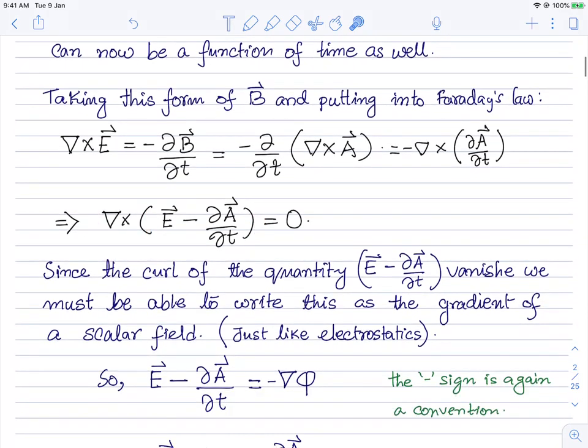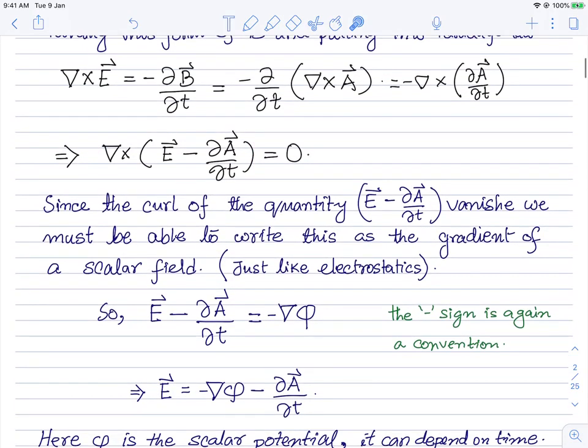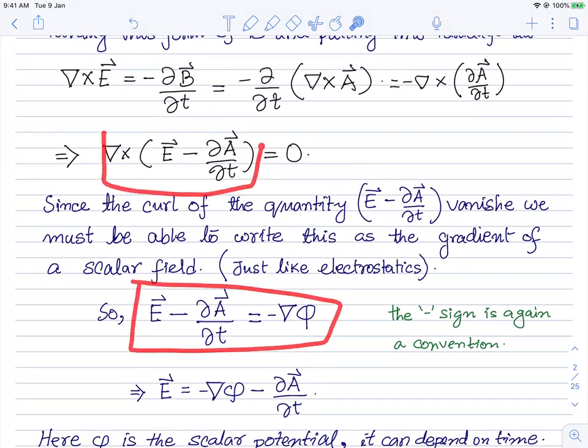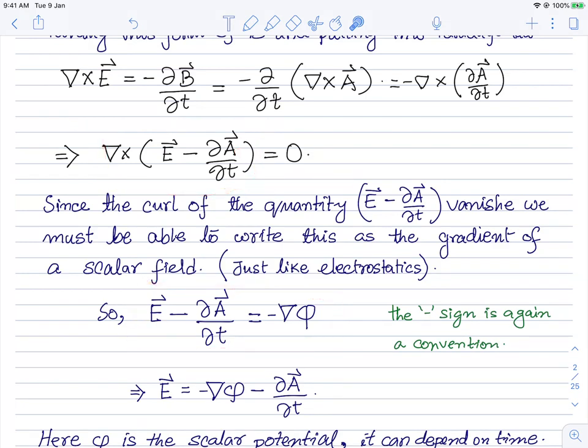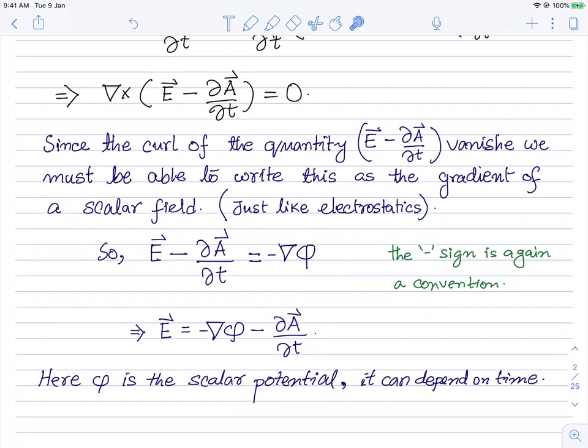Because this vector should be curl free, we can always express such a vector in terms of the gradient of a scalar. Once we know that this combination is curl free, where this A is the same A that appears in the magnetic field, mind you, with respect to that we can write this vector as the gradient of a scalar. This is the same thing that happened in electrostatics.